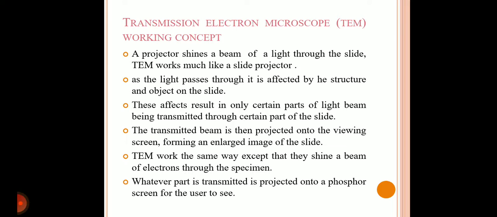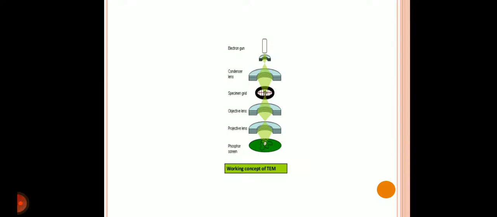TEMs work the same way except that they shine a beam of electrons through the specimen. Whatever part is transmitted is projected onto a phosphor screen for the user to see. A more technical explanation of a typical TEM's working is as follows. The virtual source, as in this diagram, at the top represents the electron gun producing a stream of monochromatic electrons.